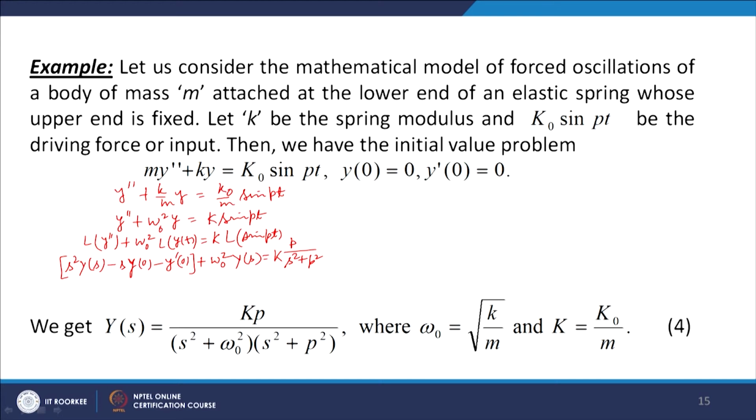Now, we are given y(0) equal to 0, y dash (0) equal to 0. So, using the initial conditions, s square plus omega naught square into Y(s) equal to K times p upon s square plus p square, or we get Y(s) equal to K times p upon s square plus p square into s square plus omega naught square, where omega naught is equal to root k by m and capital K equal to k naught by m.